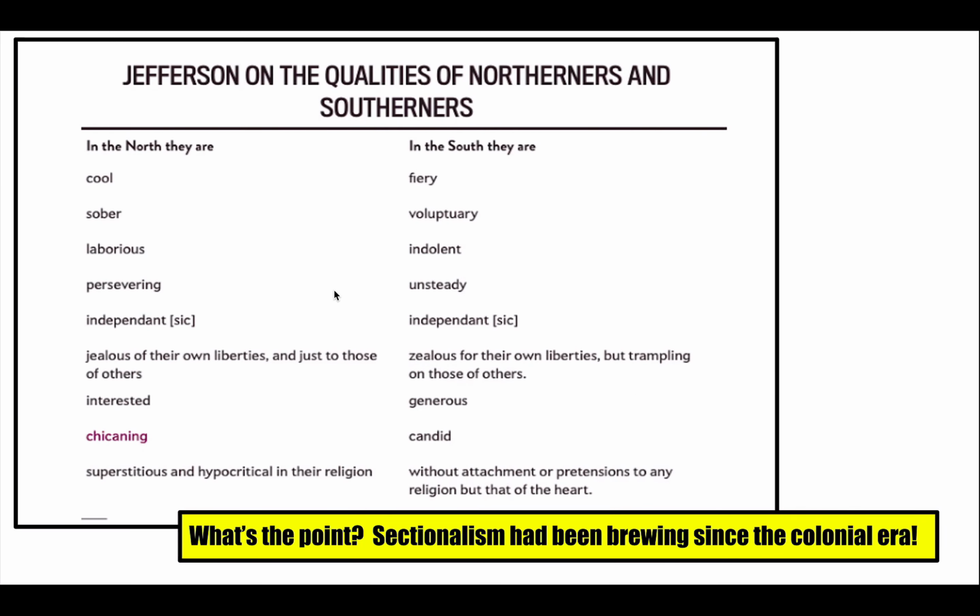Even as early as the late 1700s, folks, Thomas Jefferson was already commenting on the differences between Northerners and Southerners. Okay, he said that their personalities were different, and when I say differences, just think of the word sectionalism, okay? Sectionalism had been brewing since the colonial era, even up to the 1860s. So you remember in U.S. History A when we did the framing dates and you understood that this is a roundabout one we're talking about. Well, we're going to be talking about the 1860s here with the American Civil War. And what I'm saying is that way back in the colonial era, Thomas Jefferson was already noting how different Northerners and Southerners were.